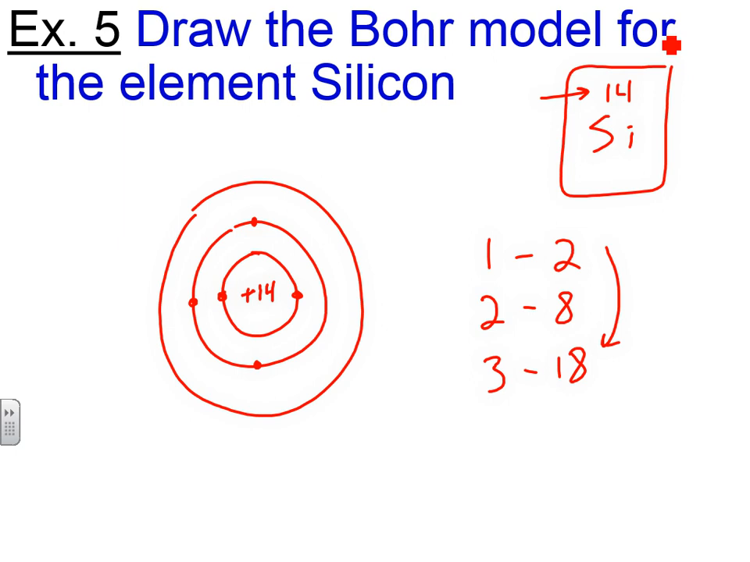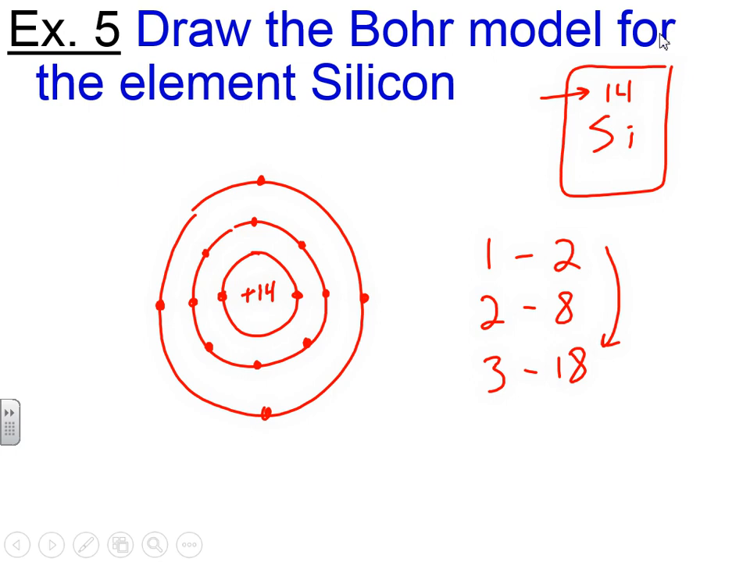That's 4, 5, 6, 7, 8. So notice what I'm doing is I'm spreading the electrons around to kind of signify that they repel each other. They don't want to be close to one another. That gets us a total of 10, and I just need 4 more. So 1, 2, 3, 4. So really simple model, but this is the electron Bohr model for the element silicon.